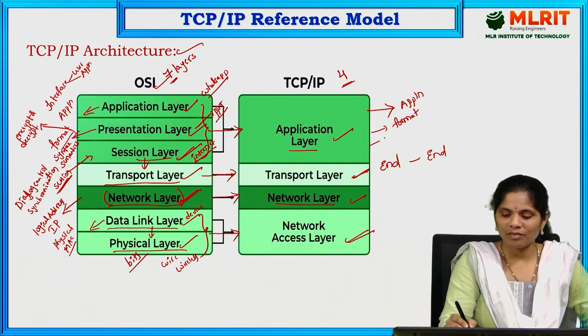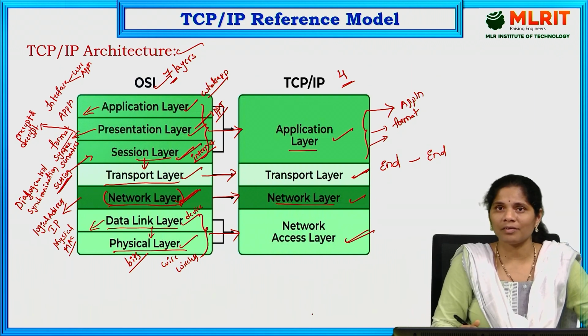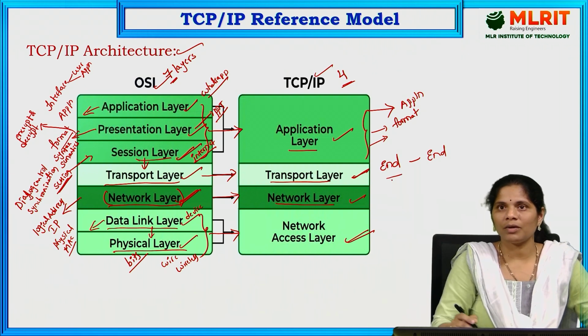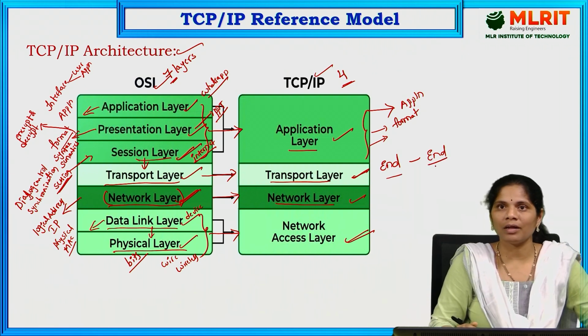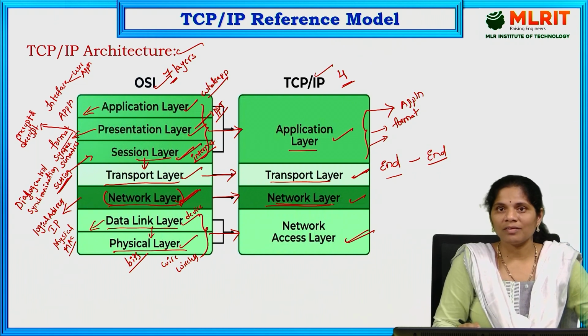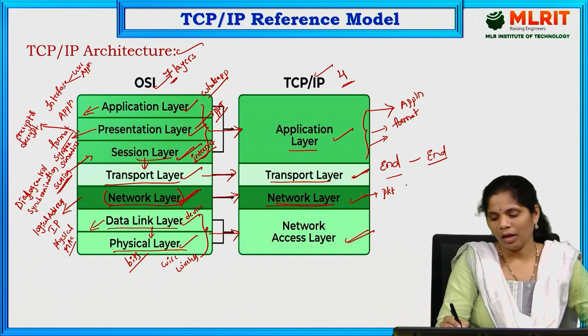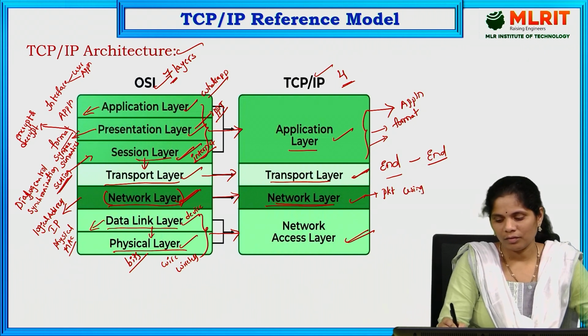And coming to the session, it is also involved in this, right? The session is nothing but creating the session for dialog control and synchronization. All these three come under the application layer in the TCP/IP reference model. And coming to the transport layer, it is for transferring the data end to end, between the sender end and the receiver end. And the next one is the network layer, transferring the message as packets using the IP address.